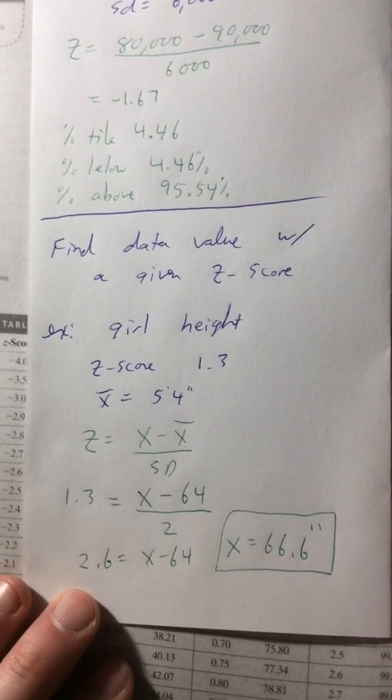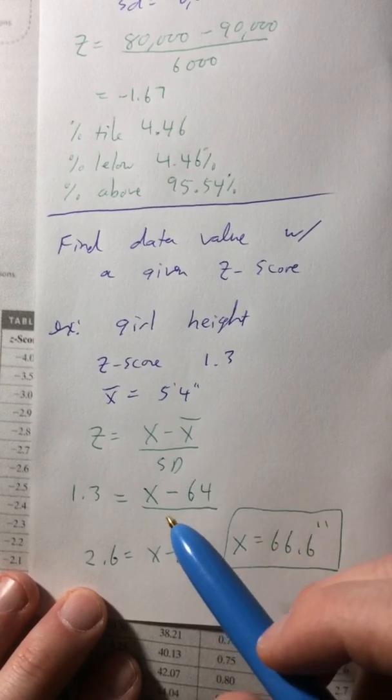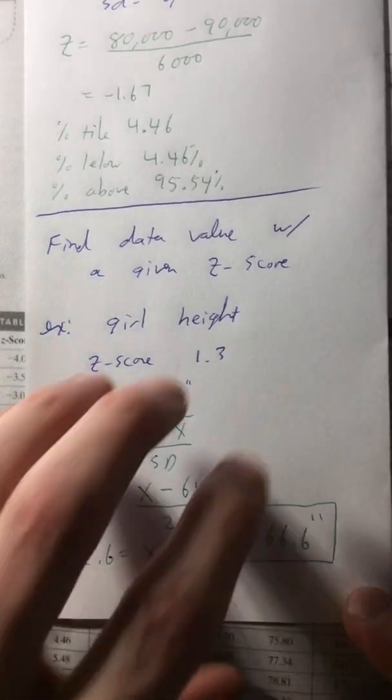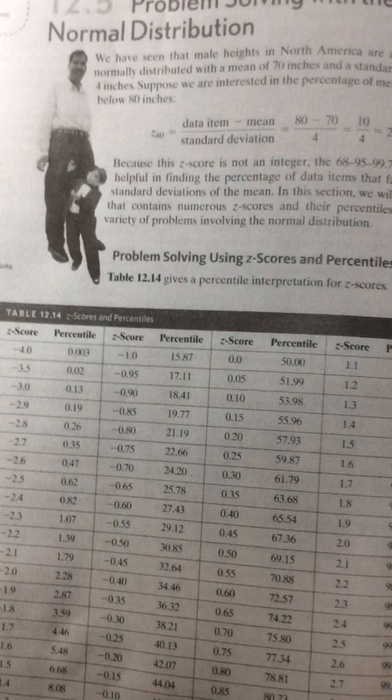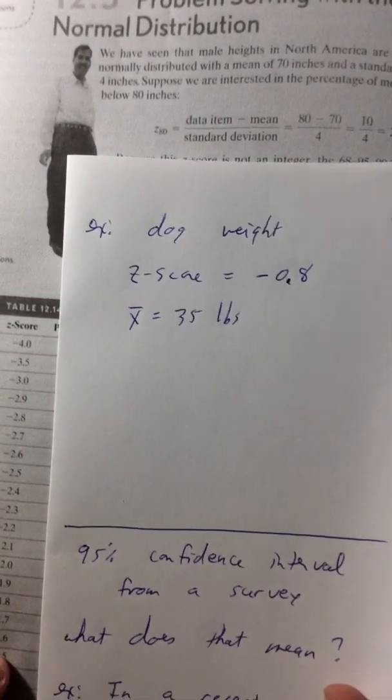Anyway, there it is, 66.6 inches tall. So using the z-score to get a value, simple application of the formula. Okay, we are on to our last page. Yep, two sides of a page and we're done.